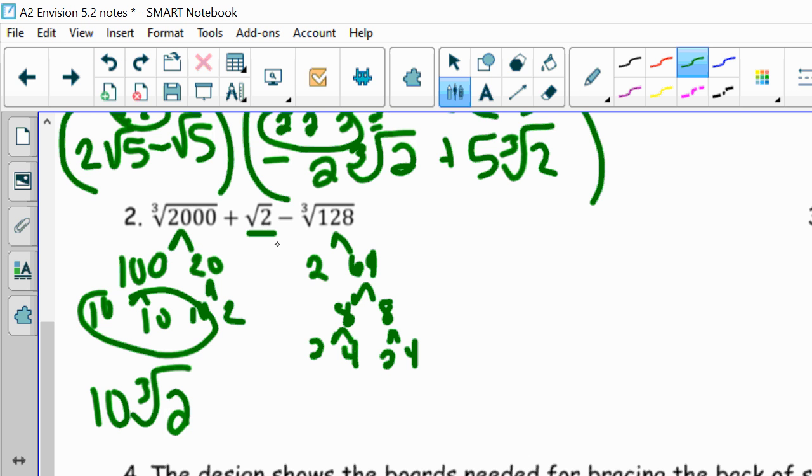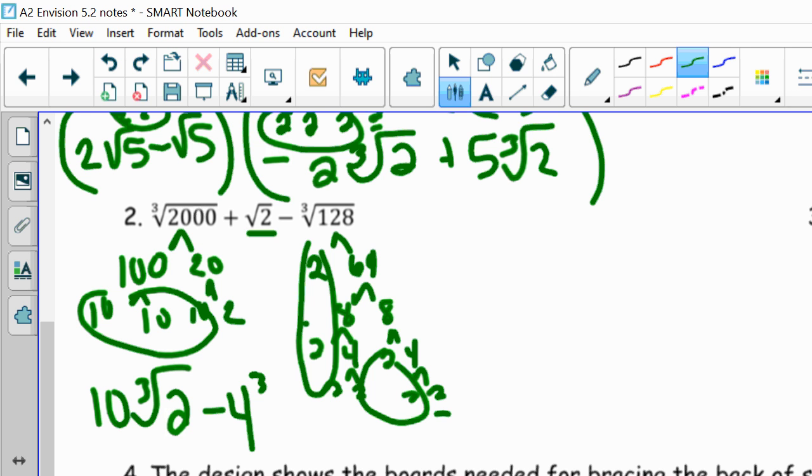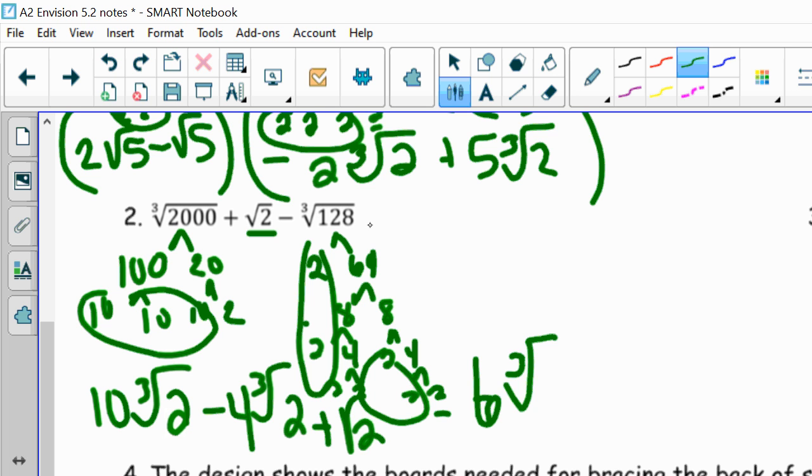8, 2 and 4. 4, 2 and 2. So I've got 3 2's there, 3 2's there, and then 1 2 left behind. So I've got minus 2 times 2, 4 cube root of 2, and then plus the square root of 2. So now I have cube roots of 2's. I have a 10 minus 4, so that's going to be a 6. So I've got 6 cube root of 2 plus the square root of 2.